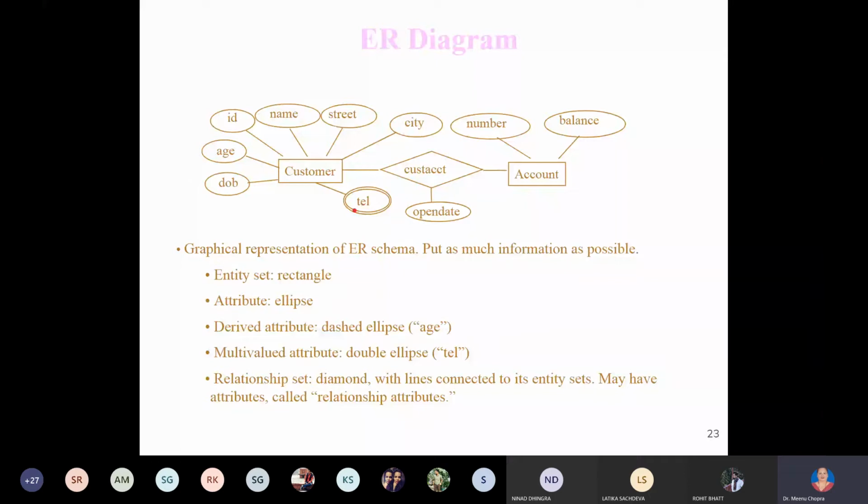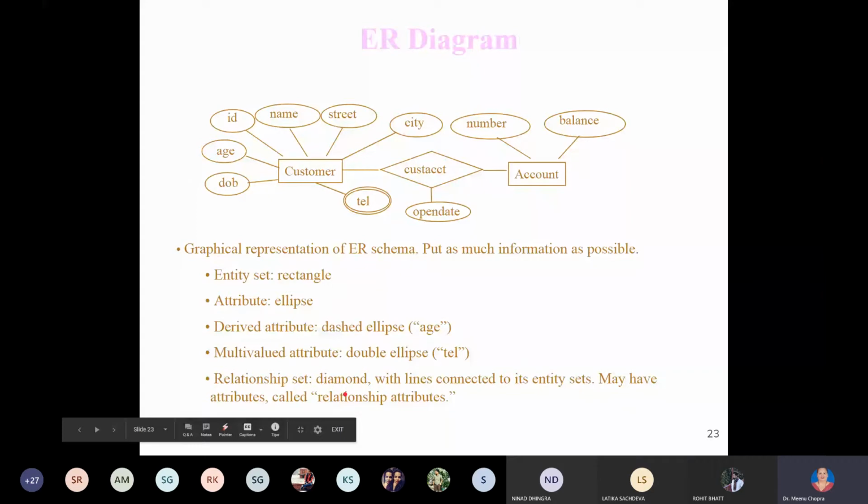And those that hold single values are called atomic values. Fine. So this is your multi-valued attribute, and this is your derived attribute. Similarly, the relationship set. A relationship is always drawn as a diamond. Make sure that all the notations in the tool match these.